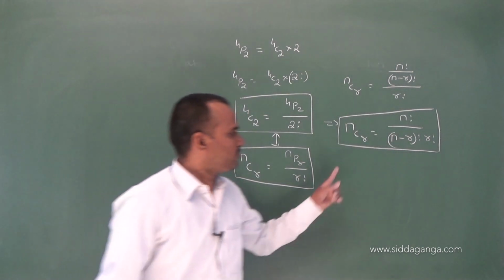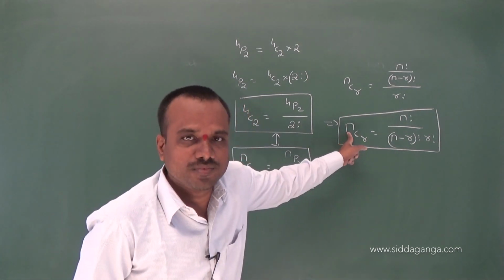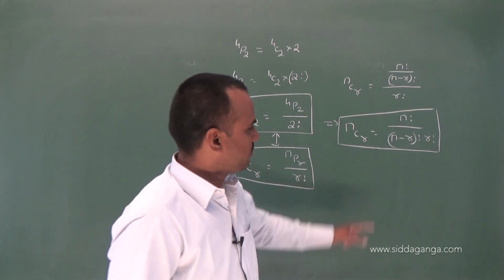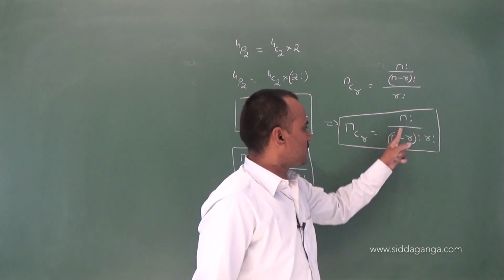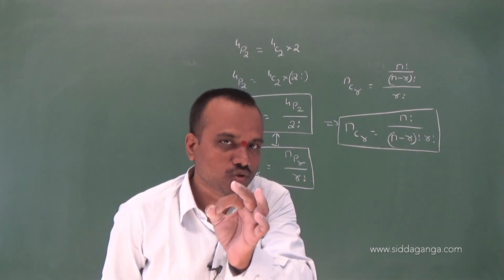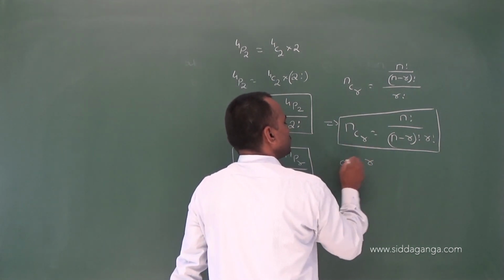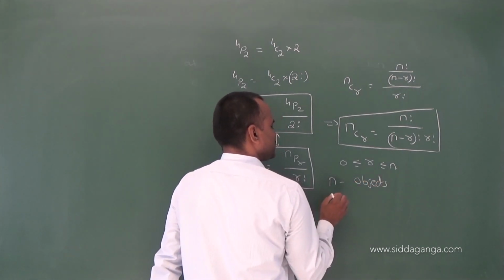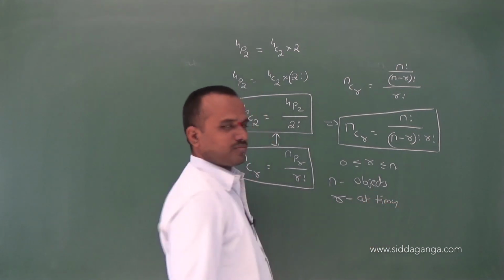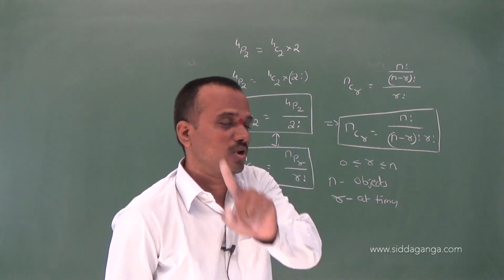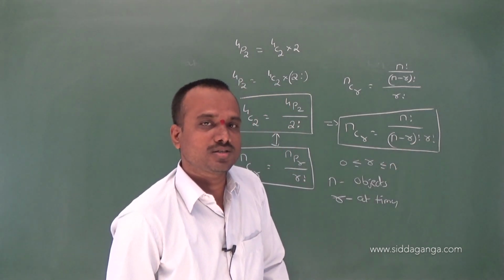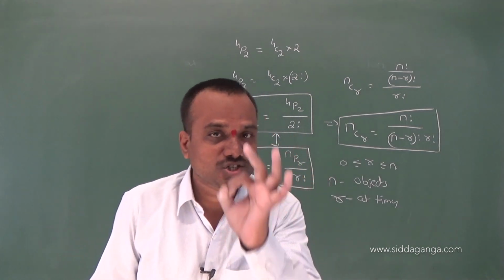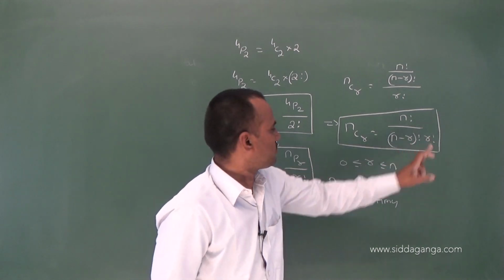The number of ways to select r objects at a time from n objects is given by n factorial divided by (n minus r) factorial into r factorial, derived using the concept we discussed in the example, where r is greater than or equal to 0 and less than or equal to n. So the formula for combination, n objects selecting r at a time, is nCr equals n factorial divided by (n minus r) factorial into r factorial.